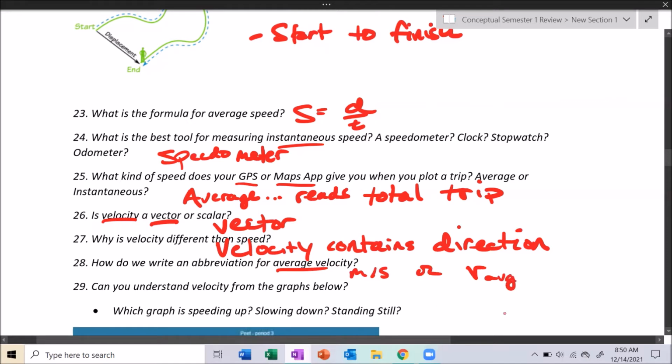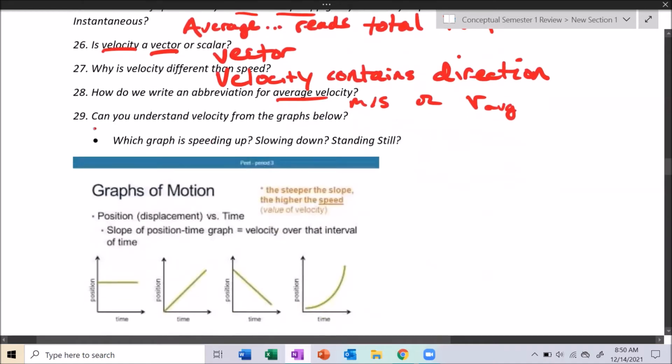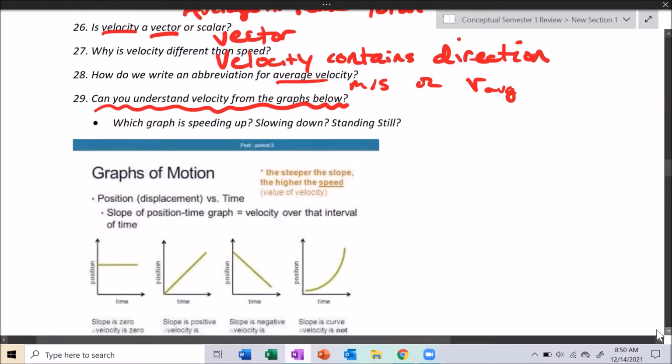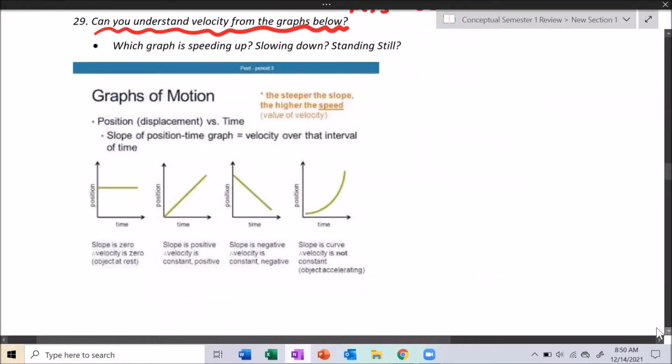The abbreviation for average velocity, in meters per second, is a little v with an average subscript, and you're going to know that means average velocity. The graphs of motion are a pretty cool way of understanding which one's speeding up, slowing down, or standing still. It tells you the answer if you read the words in here. The steeper the slope, the faster the motion, or the higher the speed. So the first one has no slope. Position versus time is a straight line. There is no velocity. It's standing still.